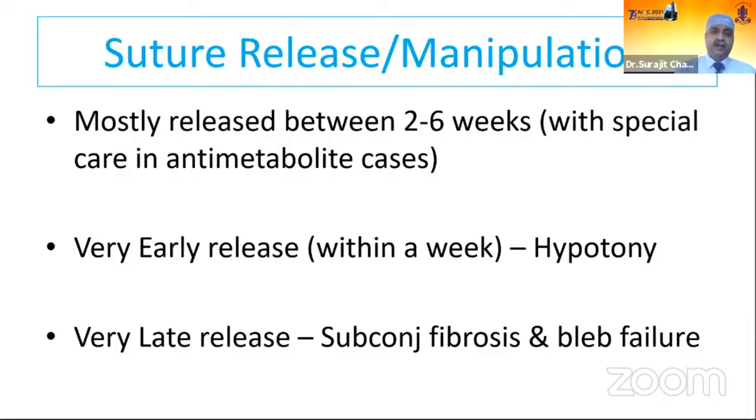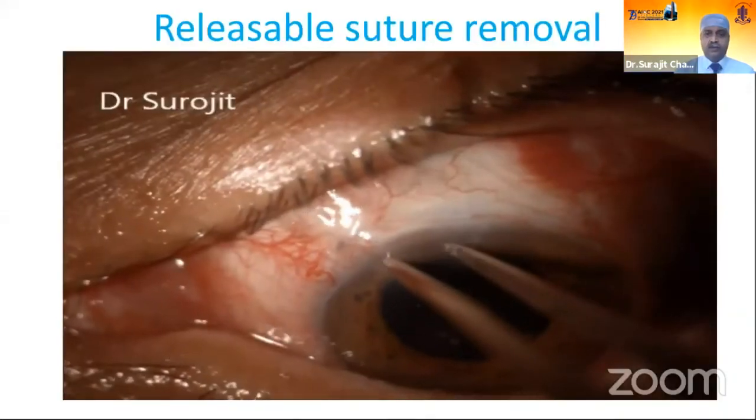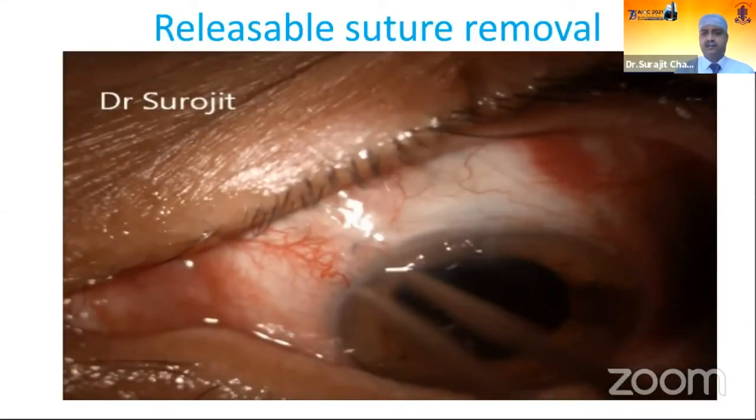Let us have a small video, but I think we'll skip it because of time. Suture release is very important. Please remember, it is mostly done between 2 to 6 weeks. More time can be allowed if you are using antimetabolites, as antimetabolites lengthen the time. Very early release can cause hypotony, and very late release will ultimately cause bleb failure. So a timely suture release is of utmost importance.